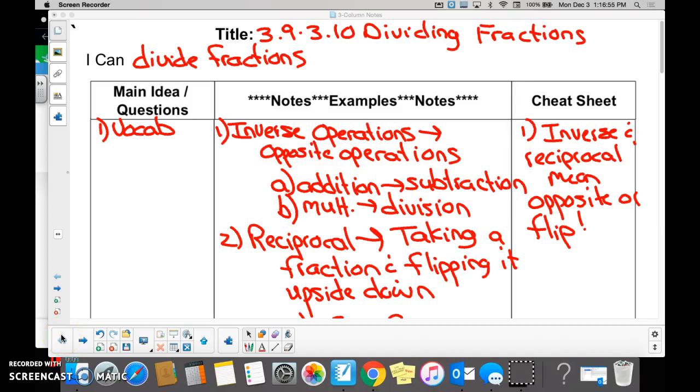3.9 and 3.10, dividing fractions. I can divide fractions. Can you all divide fractions? Yes. Is it really all that difficult? No. Is it really even dividing fractions? No. What is it? Multiplying.